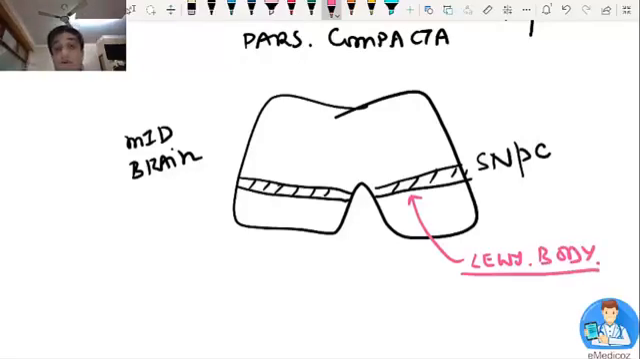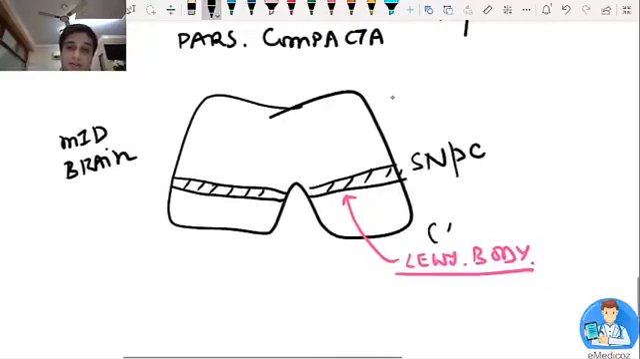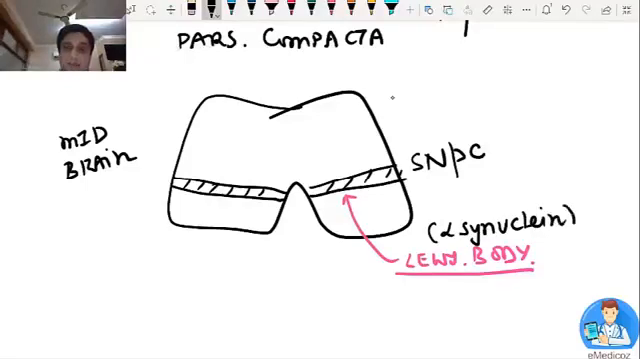Now what does a Lewy body actually contain? The Lewy body contains a substance known as alpha-synuclein. So have these names in your mind: there is a Lewy body which contains alpha-synuclein, and it deposits in this part. But what is this Lewy body actually?